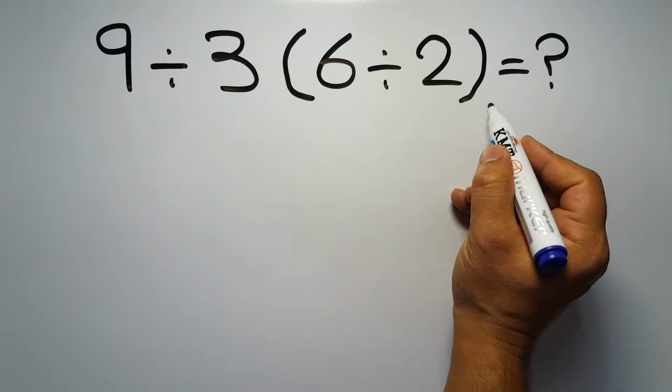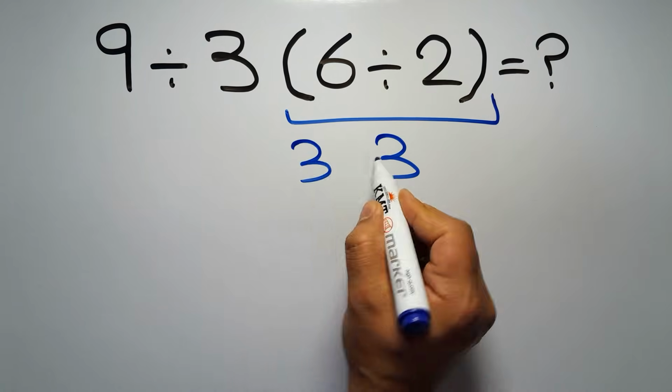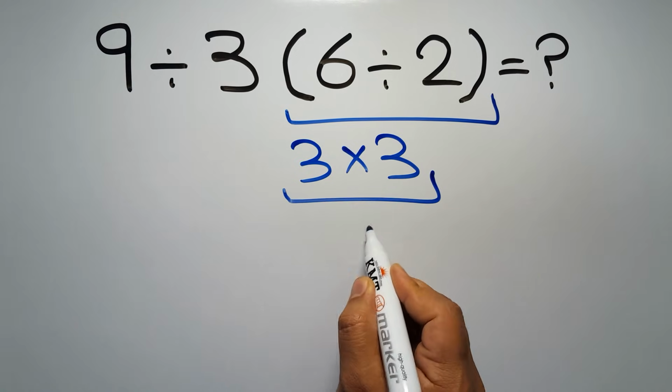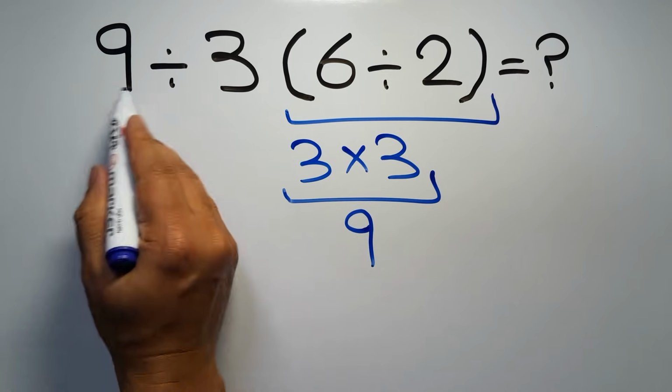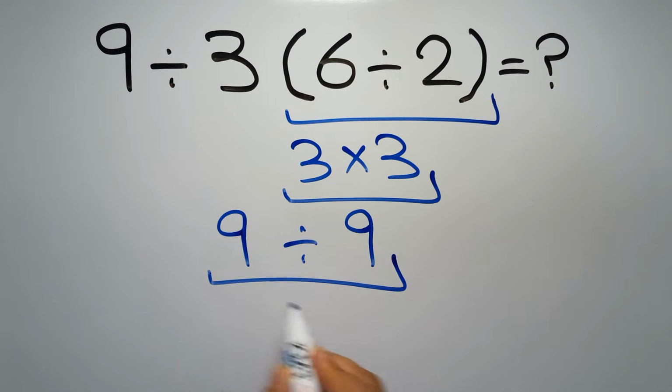6 divided by 2 gives us 3. And 3 times 3 equals 9. So 9 divided by 9 is just 1. But this answer is not correct.